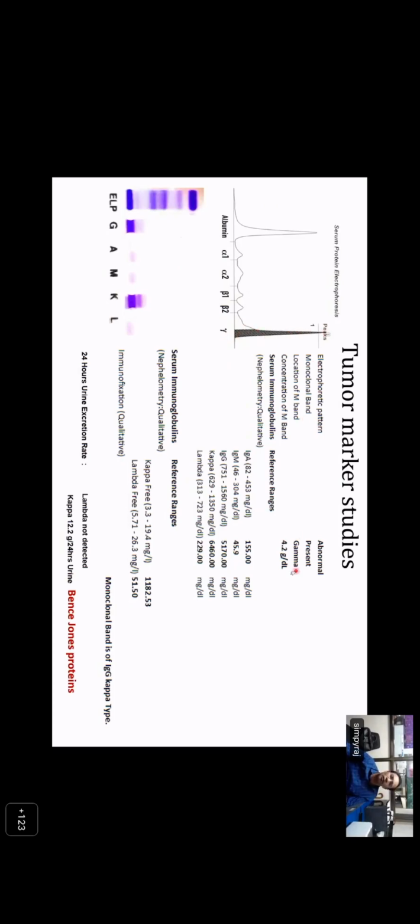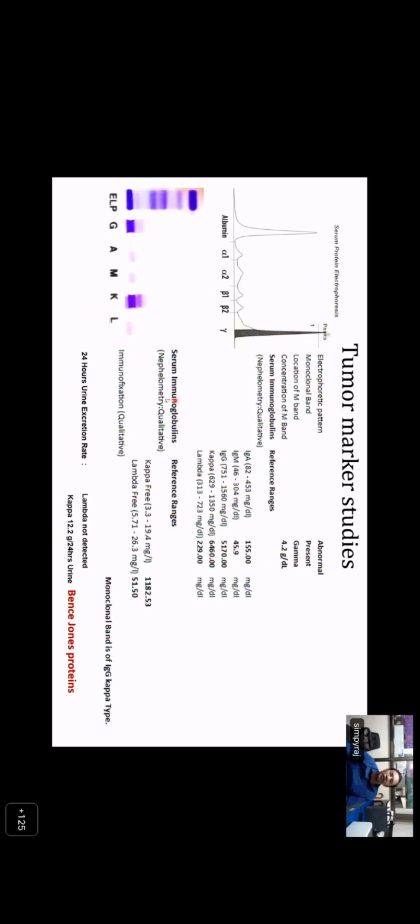Okay, and if you look at the protein, this is a monoclonal band of immunoglobulin, and you can see this is in the gamma region, so that is called the immunoglobulin gamma, the M band, and the concentration of the M band was 4.2 gram. If you look at the other levels, they were within normal limits, but IgG level was significantly increased. And if you look at the kappa and lambda, even kappa was increased, right?